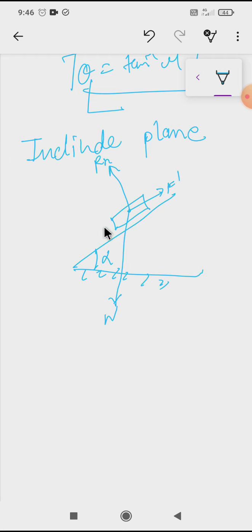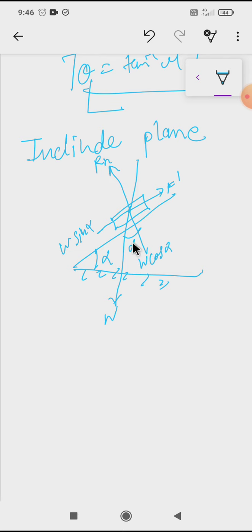So here, what will be the various angles due to the weight? Suppose this is alpha, so let me draw some lines here. What will this angle be? This angle will be alpha. Now, what are the components of W here? Here it will be W cos alpha, and here it will be W sin alpha.